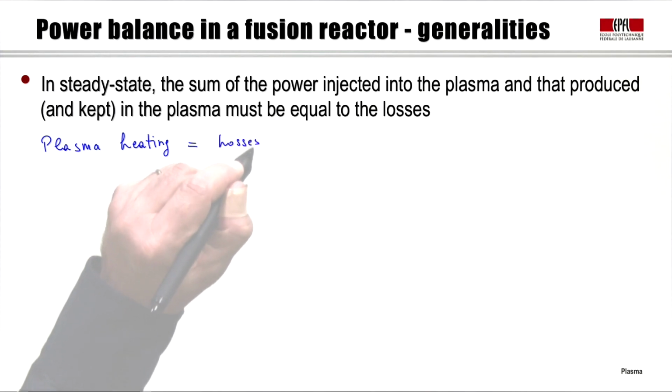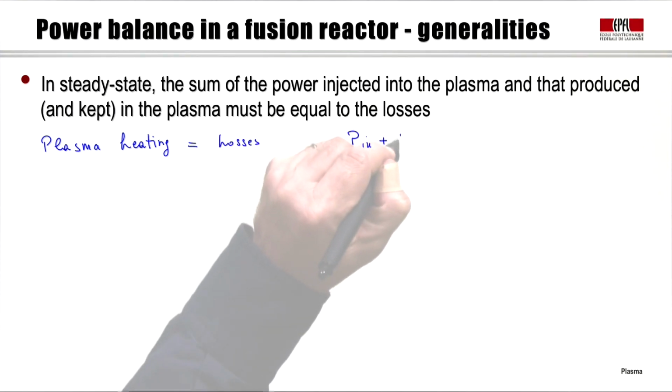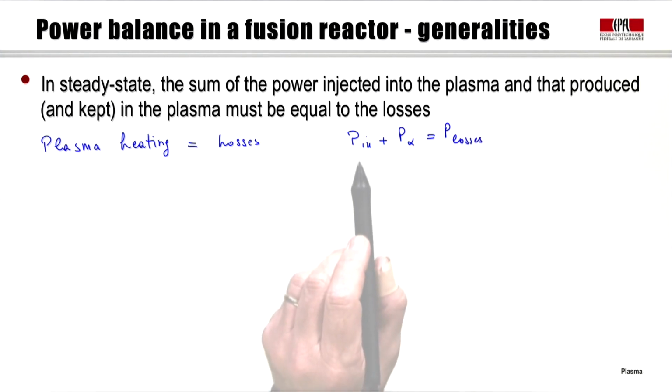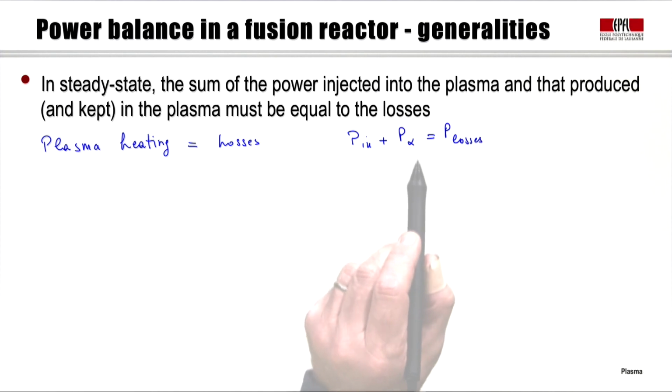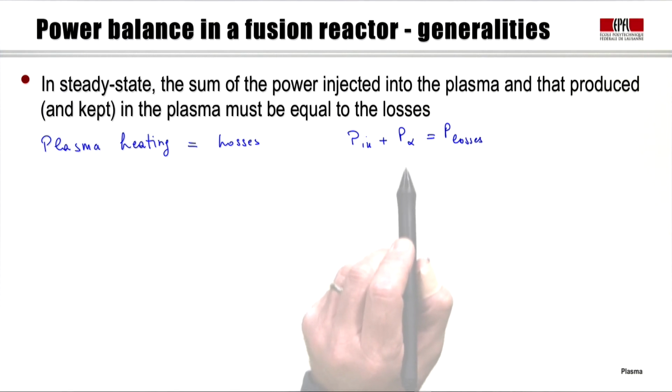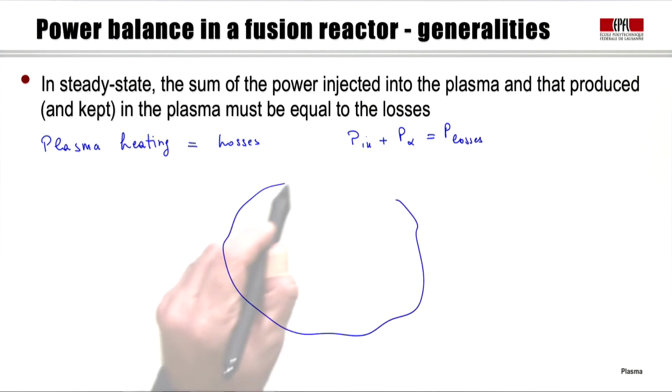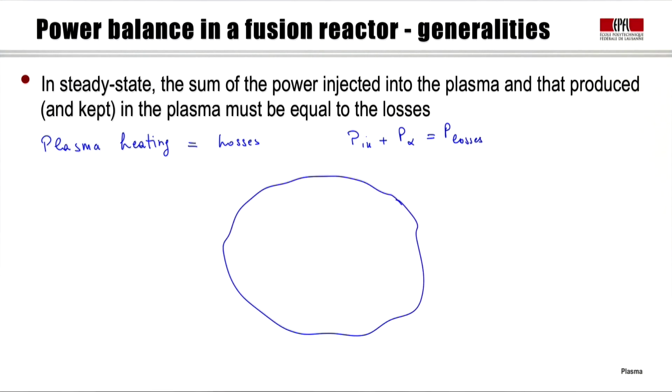So that means that the heating of the plasma is equal to the losses from the plasma. The heating of the plasma comes from what we inject from outside and what the fusion reactions give in terms of byproducts that are kept inside the plasma, and that is the alpha particles. What kind of losses do we have? We have two kinds of losses.